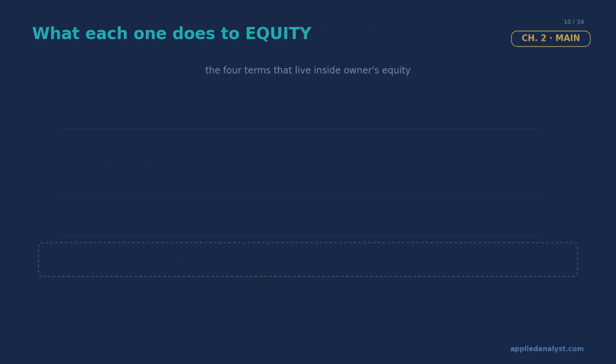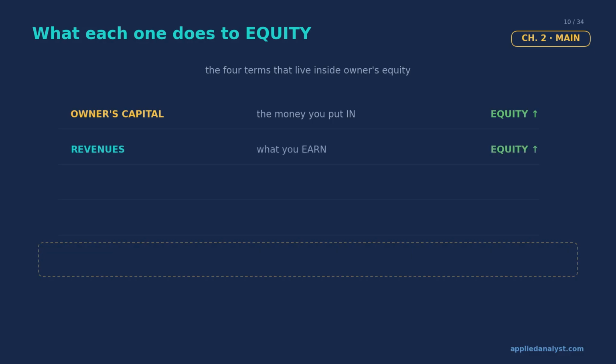And here's the part exams love, what each of those does to equity. Owner's capital, the money you put in, pushes equity up. Revenue, what you earn, pushes equity up. Expenses, what you consume, pull equity down. Drawings, what you take out, pull equity down. That's my favorite tip in all of accounting, and it's why the minus terms grow on the debit side. They are the equity shrinkers. Expense up, equity down. Revenue up, equity up.